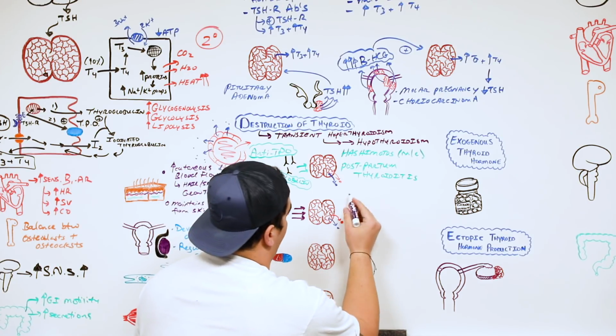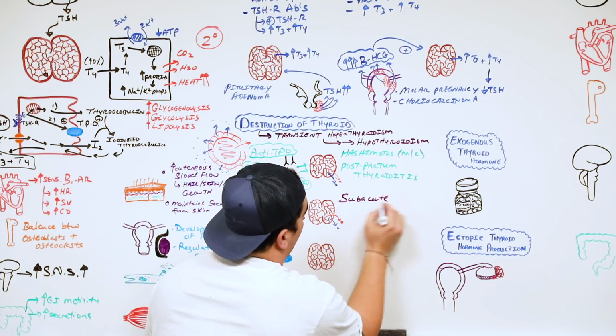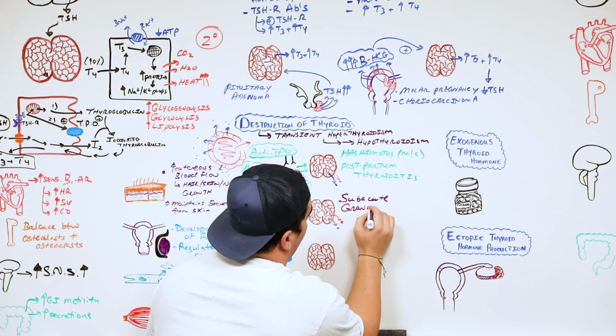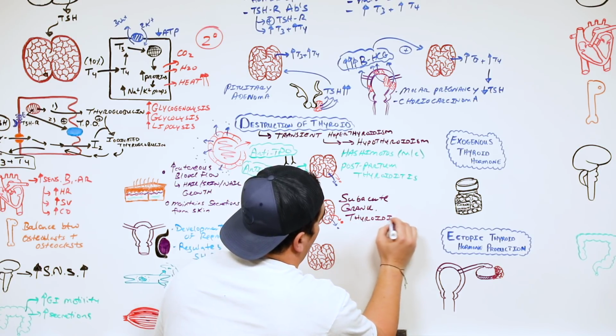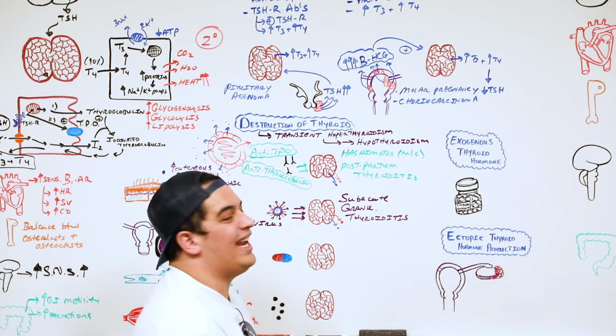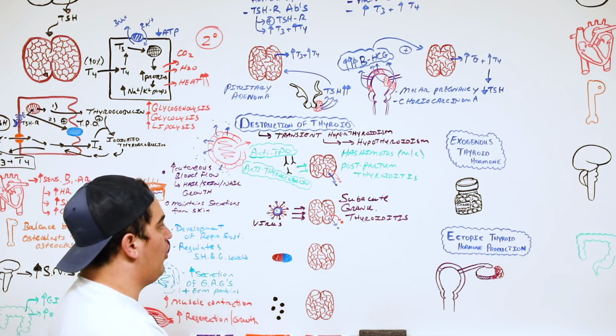It's got one heck of a name. There's actually a couple names for it. It's called subacute granulomatous thyroiditis. Also sometimes referred to as de Quervain's thyroiditis, okay? So that's another cause, okay?